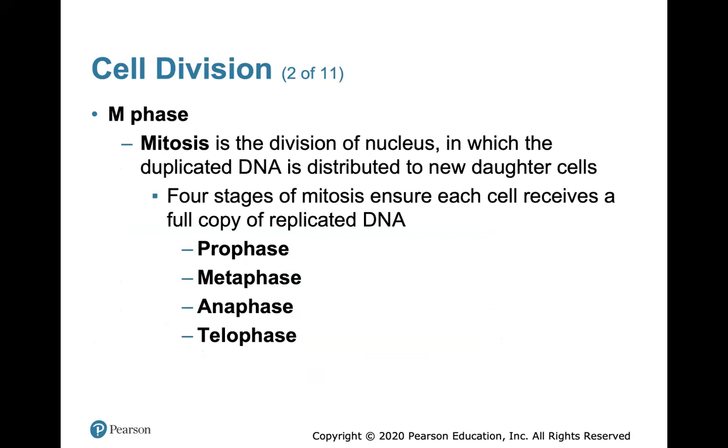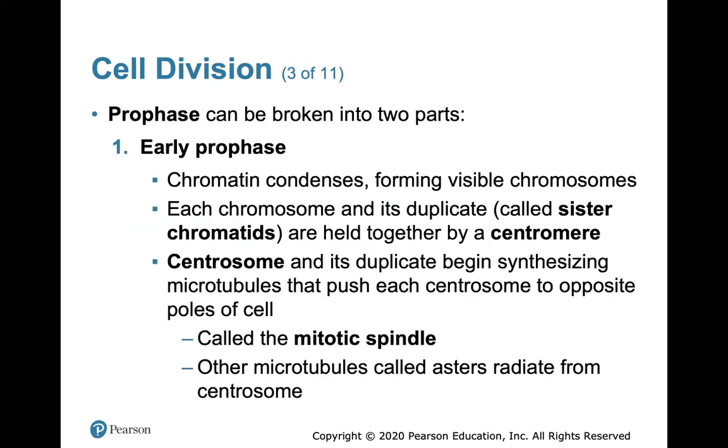It's divided into four. Mitosis is the division of the nucleus in which the duplicated DNA is distributed to two new daughter cells. There are four stages of mitosis to ensure that each cell receives a full copy of replicated DNA: prophase, metaphase, anaphase, and telophase.